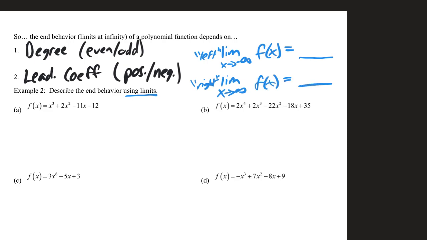The good thing for you for polynomial functions is you have only 4 possible answers. Really, you only have 2 answers per blank. It's either positive infinity or negative infinity for any polynomial function. It's never going to flatten out. They're always going to go to infinity or negative infinity.